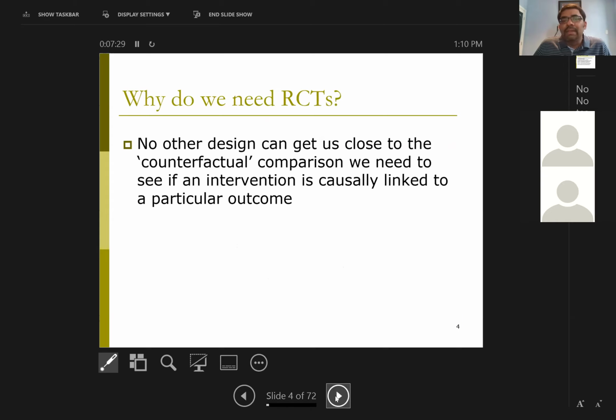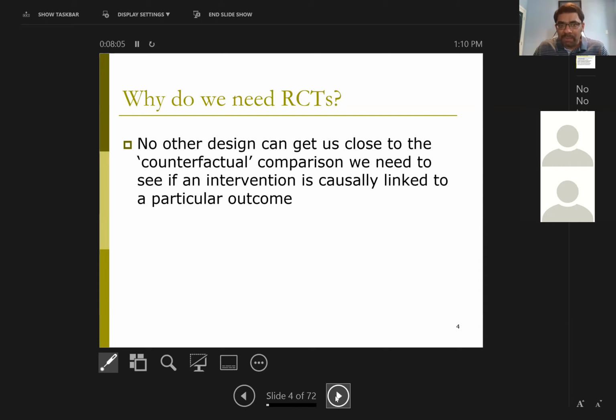No other design can get us close to that counterfactual ideal comparison that we spoke about when we talked about causality. To say something is causally linked to something, we need a group that is exposed to that cause, and we need the same group to be unexposed at the same time, and we want to know what happens to the two groups, right? In that case, everything else is constant. The only thing that is different is that one group got the medicine or vaccine, the other one didn't, right? One was exposed, the other was not.